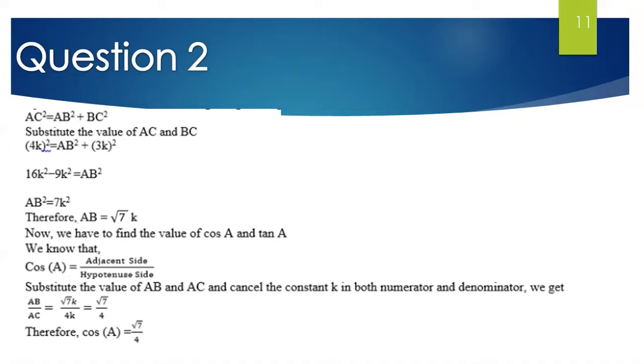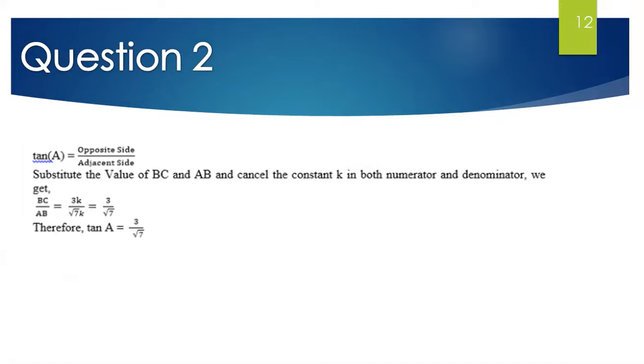Now I know all the three sides. I can very easily find cos A and tan A. So cos A was side adjacent to the angle A divided by hypotenuse, which is equal to AB by AC, root 7k upon 4k, which is root 7 by 4. So I have the value of cos A. Similarly I can find tan A also. Tan A will be side opposite to angle A divided by the side adjacent to angle A. So BC upon AB, 3k upon root 7k, which is equal to 3 upon root 7.